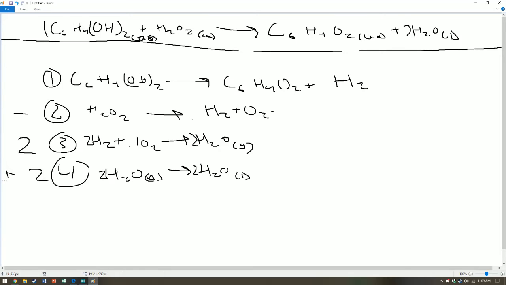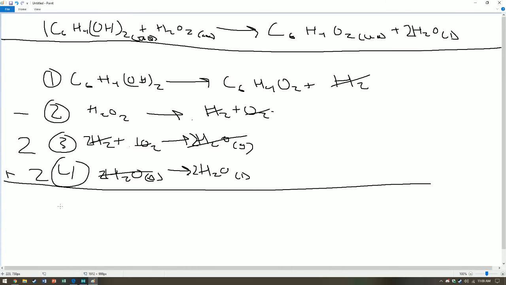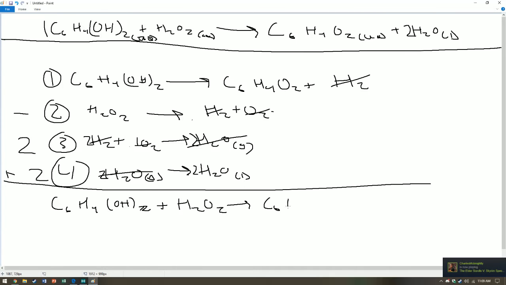And now we add up all the reactions together to make sure we get what we want. In this case, this H2 and this H2 cancel with those H2s. Remember, I'm canceling things that appear on both the product and the reactant side. This oxygen here cancels, and these two gaseous waters cancel out, and I do in fact get C6H4(OH)2 plus H2O2 yields C6H4O2 plus 2H2O. So what I did there is that I manipulated my equations to make sure that when I add them all together, the net result is the one that the question asks for.